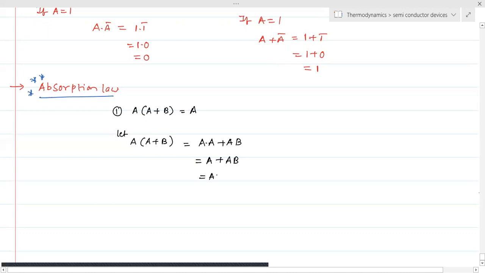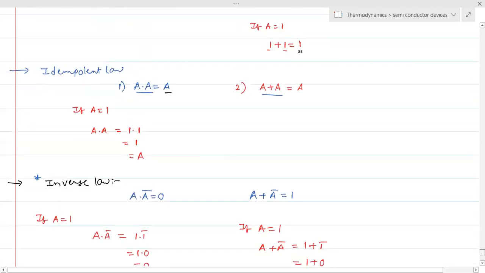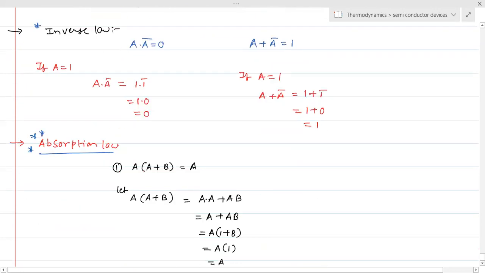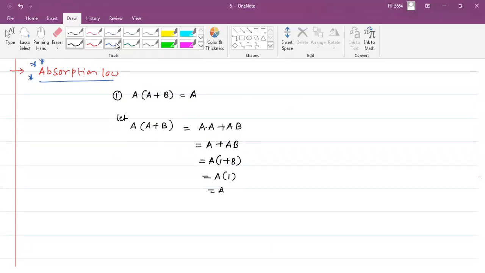Now I will take A into 1 plus B. 1 plus B is nothing but 1. 1 plus A is nothing but 1; A or B you can take anything. 1 plus something is nothing but 1, as we have just proved. So this is very, very famous, very, very important and very, very famous.